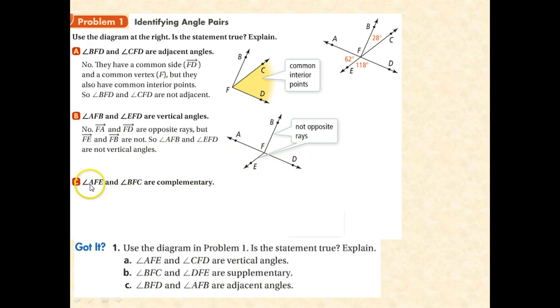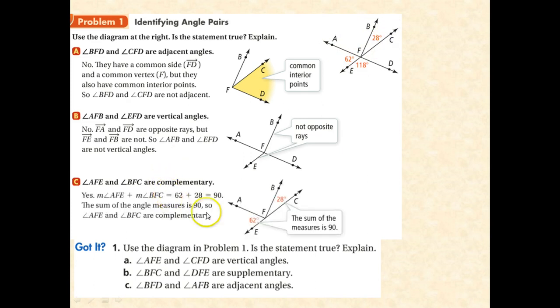What about C? Is AFE and BFC complementary? AFE and BFC. Complementary means add up to 90. So 62 plus 28 is 90, so yes. Alright, pause, see if you can get these.